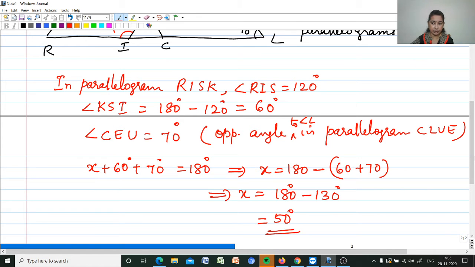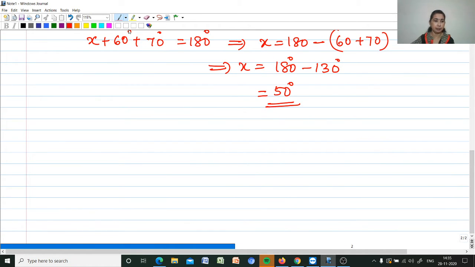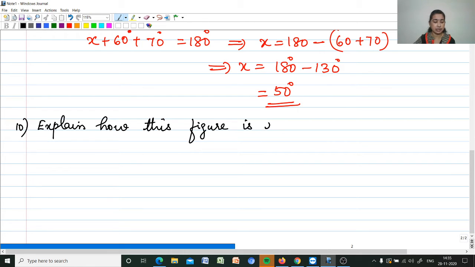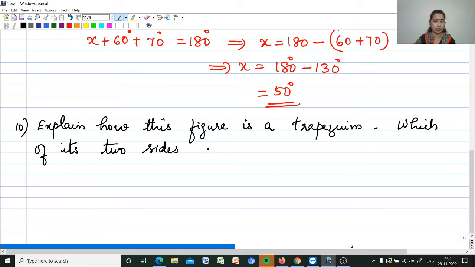Now, next one, question number 10. Explain how this figure is a trapezium. Which of its two sides are parallel? The figure is given here.